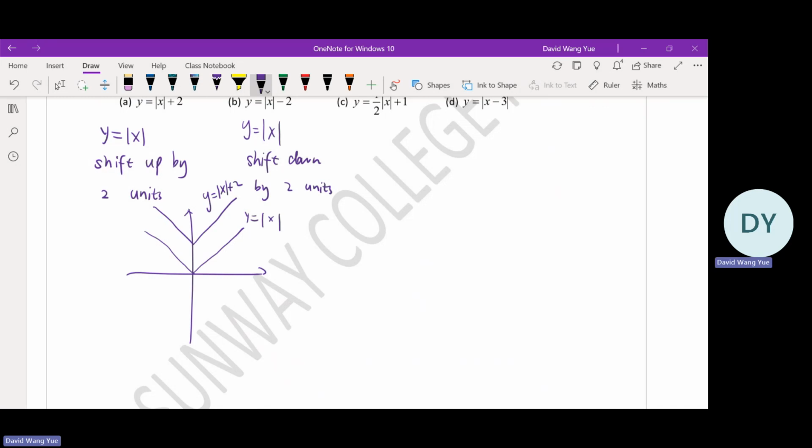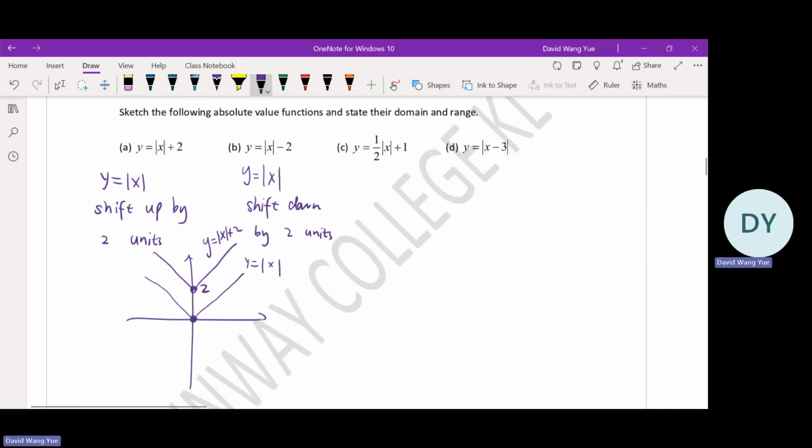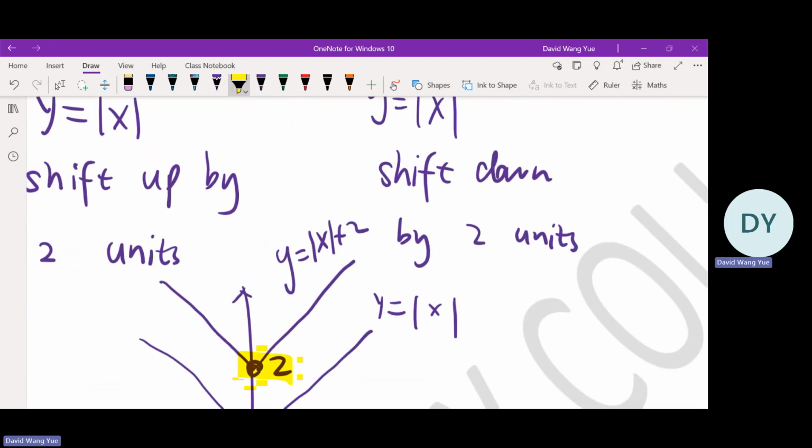As you know, previously for y equals modulus of x, it has a y-intercept and x-intercept. Basically, it passes through the origin. But now, because it plus 2, it goes up by 2. So y equals modulus of x plus 2 has a y-intercept at 2, and that is also the minimum point, as you can tell. So for this one, the domain is x is any real number, and y is at least 2, because this is the minimum point of the function.